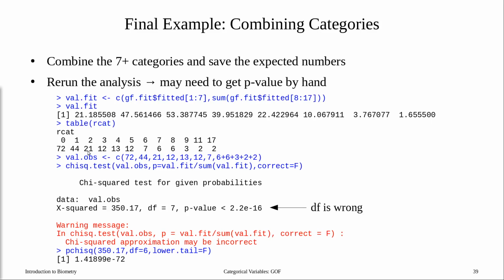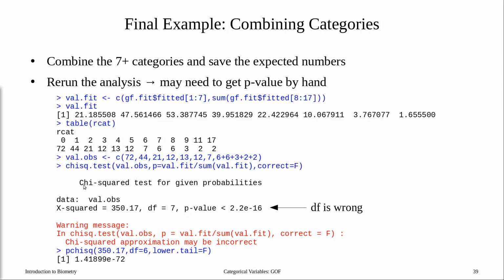I have to do the same thing with our table. So our observed values are going to be all of these up until I get the 8, and then I'm going to collapse these values. So 6 plus 6 plus 3 plus 2 plus 2. And then I'm going to manually run my chi-square test.